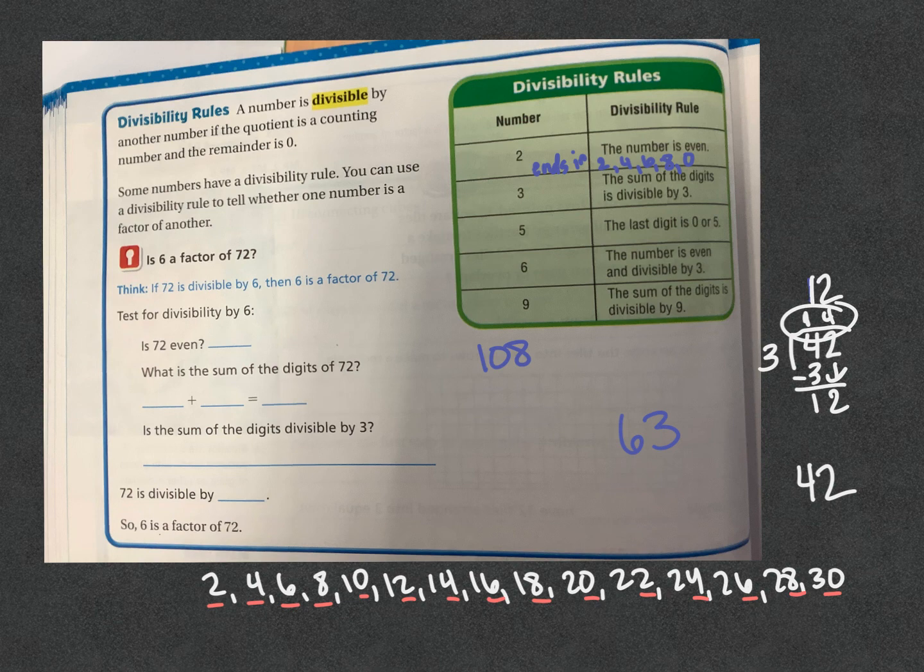So here is 72 even. Yes, yes it is. What is the sum of the digits? 7 plus 2 equals 9. Is the sum of the digits divisible by 3? Why, yes, yes it is, because 3 times 3 equals 9. 72 is in fact divisible by 6 because it met both of the criteria. It's even and it's divisible by 3.